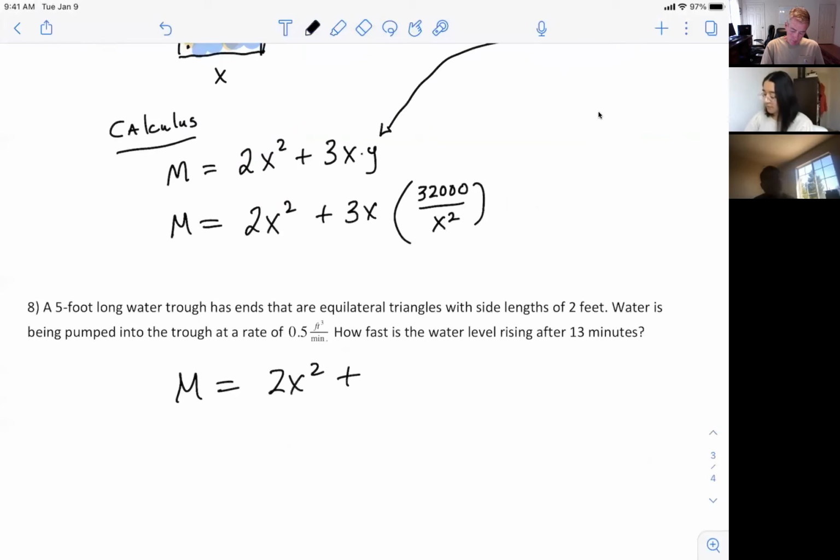Okay, so right here, there's going to be a 3 times 32,000. So 3 times 3 would be 9. 3 times 2 would be 6. And then it would have 3 zeros after that. And then 1x will cancel 1x, so it's still divided by an x.